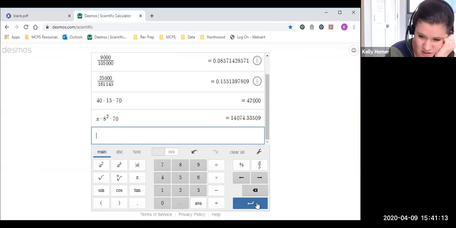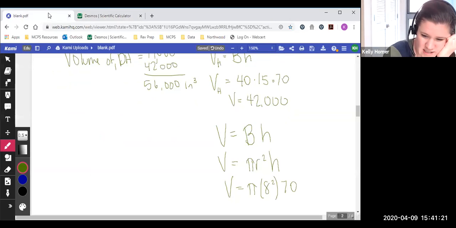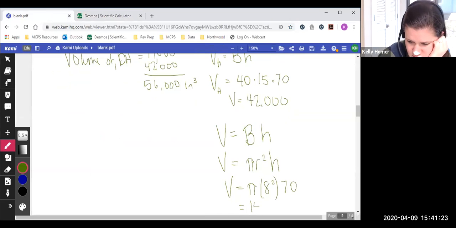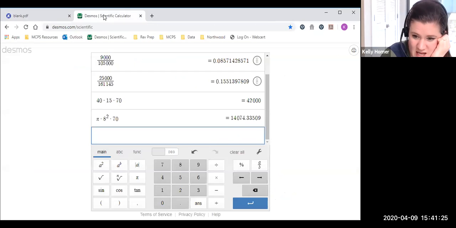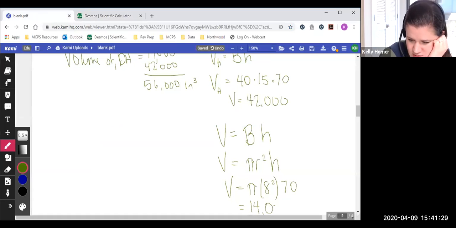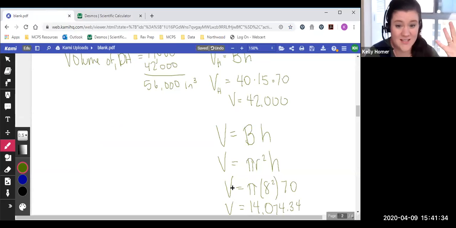All right, so a little more than the volume of the roof, and that's fine. We'll call that 14,074, and we'll do 0.34. So 14,074.34. So that's the volume of that cylinder.